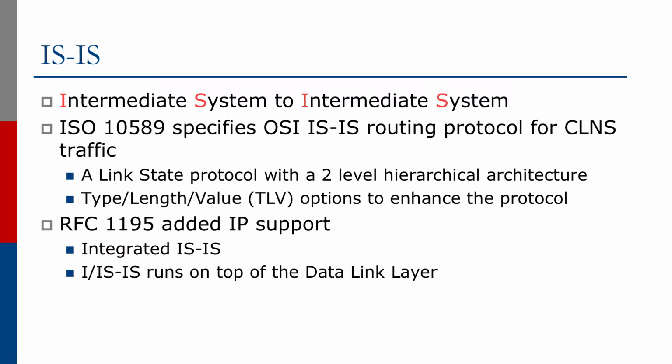ISIS stands for Intermediate System to Intermediate System. ISO 10589 specifies the ISIS routing protocol for CLNS. A link state protocol with a two-level hierarchical architecture, and it has type length value options to enhance the protocol. RFC 1195 added IP support, and we call this Integrated ISIS. Integrated ISIS runs on top of the data link layer.